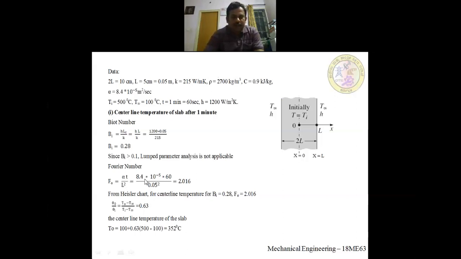Alpha, they have given time. Okay, 1 minute they have given. No, it will be in terms of seconds, it will be 60 seconds. 1 minute is 60 seconds. Okay, again L 0.05 square, Fourier number you are going to get 2.016.